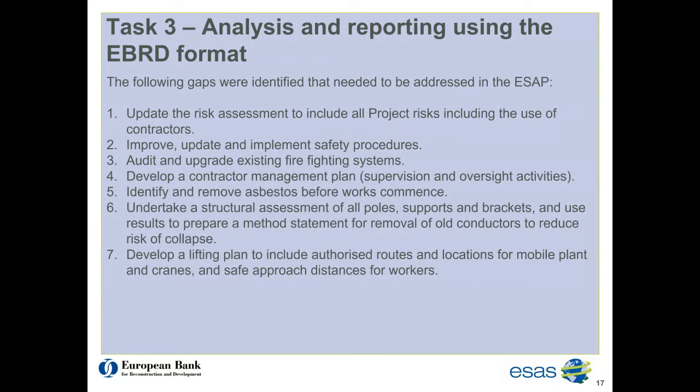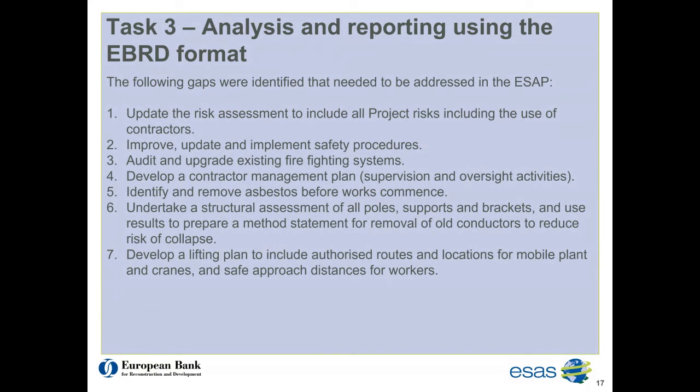The project needs to develop a contractor management plan, which includes supervision and oversight activities, clearly specifying the method to be adopted and frequency. Asbestos needs to be identified and removed before works commence, to the extent practical. Structural assessment of all poles, supports and brackets needs to be undertaken. The findings of this assessment must be used to prepare a method statement for removal of old conductors to reduce the risk of collapse due to change in structural load.